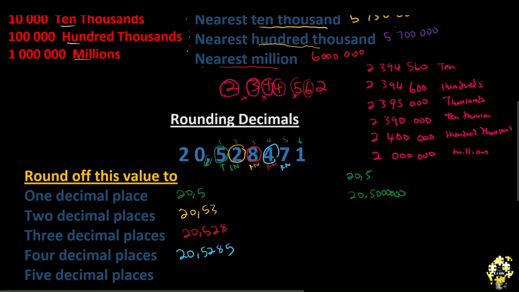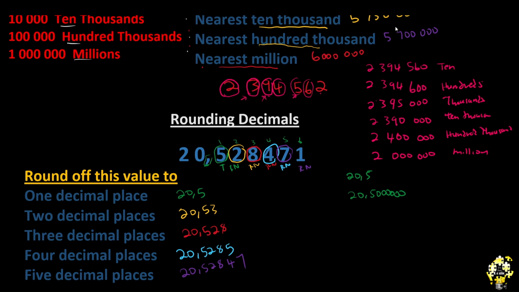And then the last one, it says 5 decimal places. Again, who is the target? It's the one that sits on the 5th decimal place. Who is the right neighbor? It's this one. Where does it fall? Under round down. What does it say? Keep it the same. Keep the target the same. So it's going to be 20.52847. That is just about that.